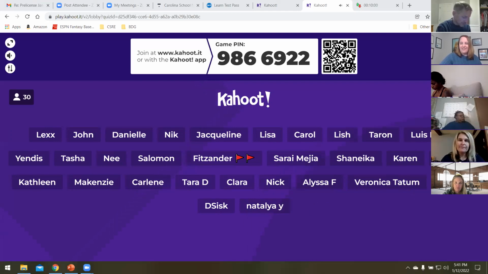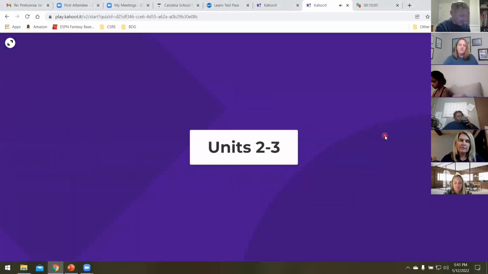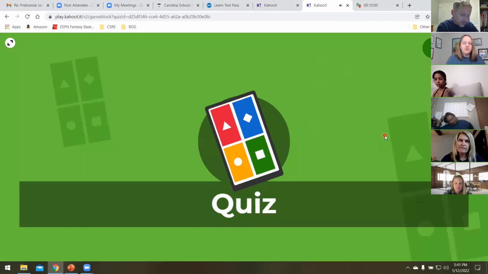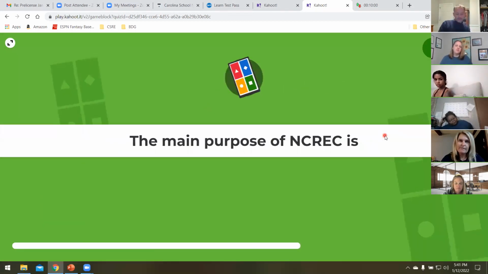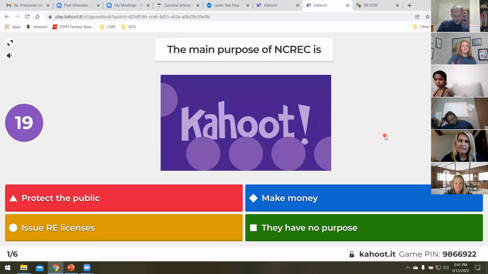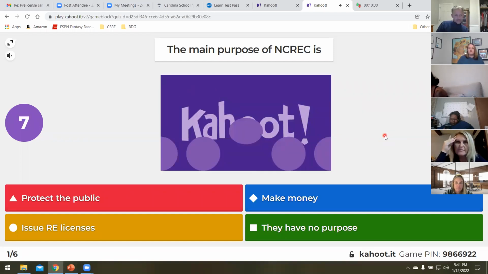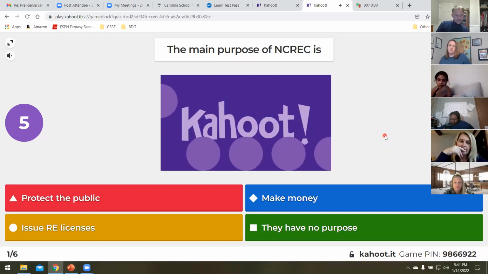Let's see what Kahoot's all about. Again, the first one doesn't really count, so we're just going to walk through it together. We're going to see a question come up on the screen. The main purpose of the North Carolina Real Estate Commission is, now look at your phone. Do you see a red block, a blue block, a yellow block, and a green block? You just touch the color that you think the answer is. These questions are timed. We've got about 7 more seconds. We don't spend all night cahooting.